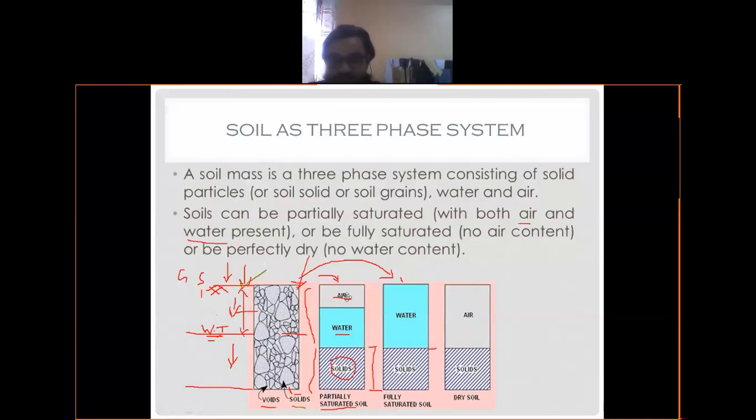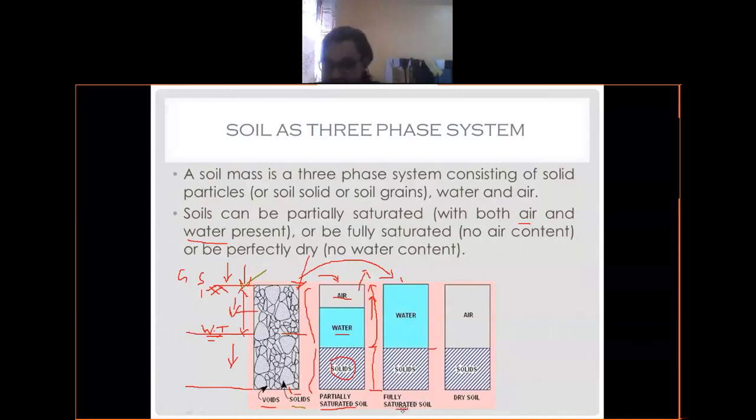But the volume occupied by the void may be fully occupied by water. The whole vacant space, the whole void, will be filled up with water. Then the air will come out of the system, and in place of the air, the water will increase and take the place of the air, reaching up to this level. If the whole voids are completely filled with water, that type of soil is known as fully saturated soil.